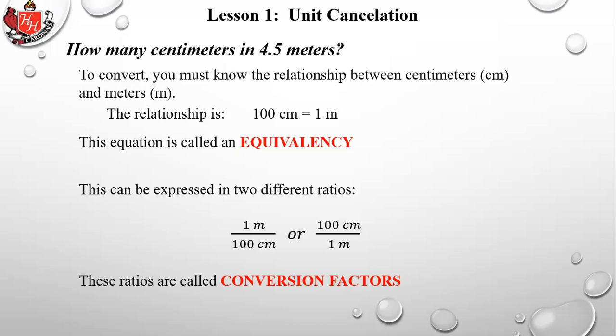The equivalency can be expressed as two different ratios: 1 meter for every 100 centimeters, or 100 centimeters for every 1 meter. In other words, both of those are true statements. There's 1 meter for every 100 centimeters. It's also true to say that there's 100 centimeters for every 1 meter. Those are called conversion factors.